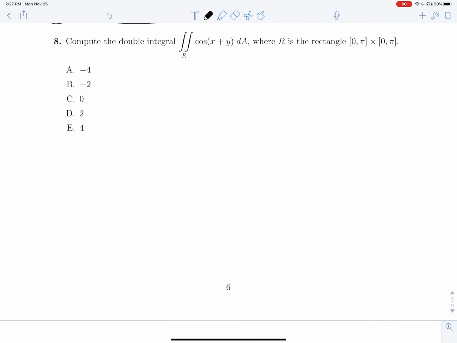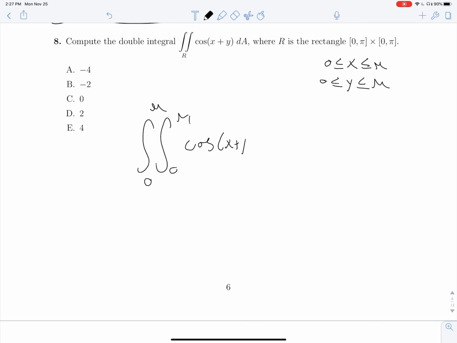Let's compute the double integral over the region R of cosine x plus y dA, where 0 is less than or equal to x, which is less than or equal to pi, and 0 is less than or equal to y, which is less than or equal to pi. So the double integral from 0 to pi, cosine x plus y dx dy.